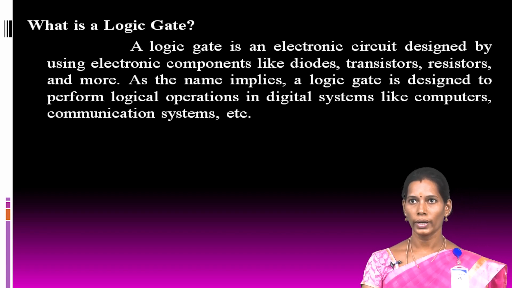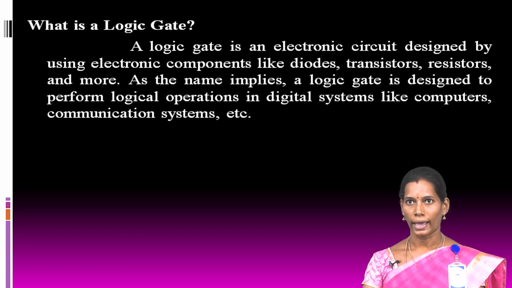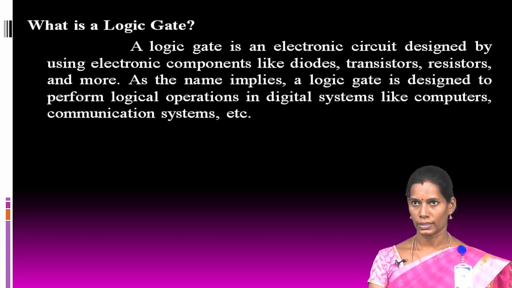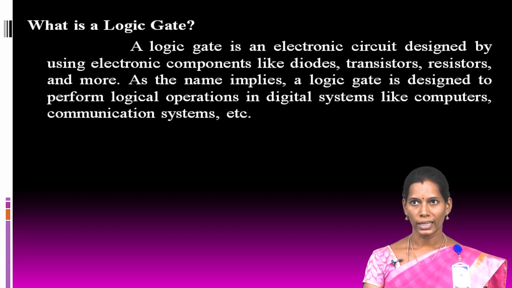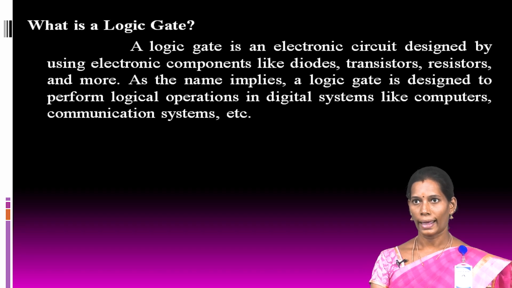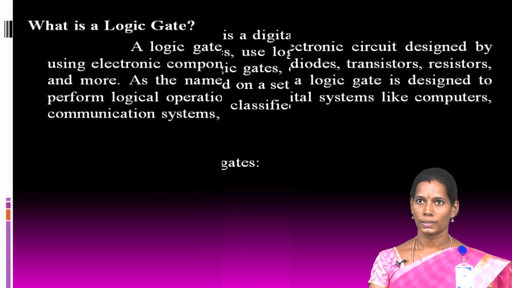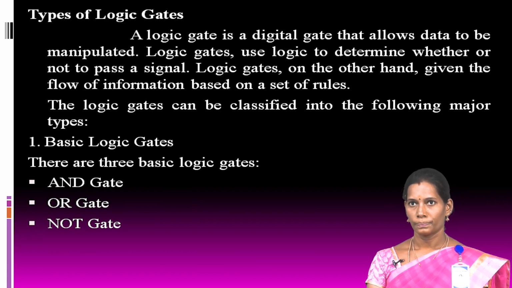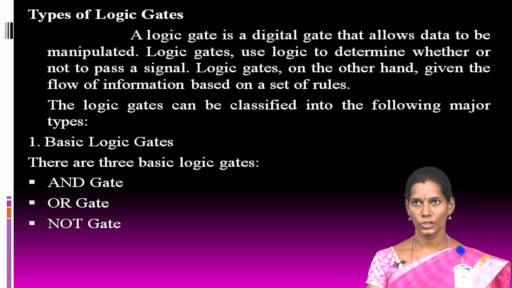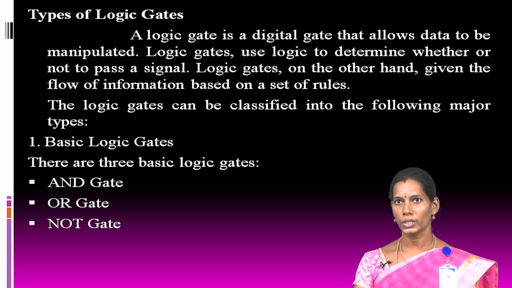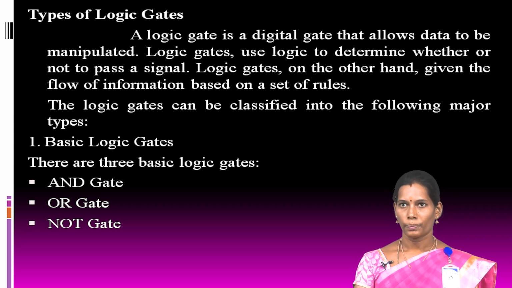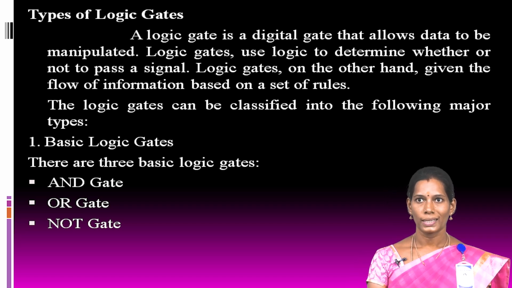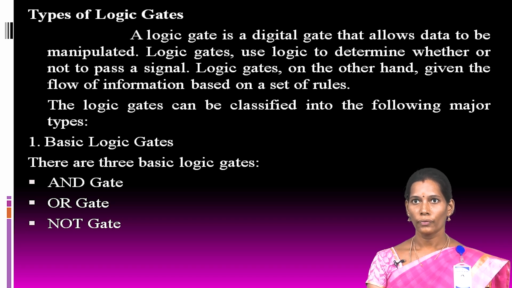Logic gates are found in nearly every digital gadget we use on a regular basis. Logic gates are used in the arithmetic of our telephone, laptop, tablet and memory devices. Types of logic gates. A logic gate is a digital gate that allows data to be manipulated. Logic gates use logic to determine whether or not to pass a signal. Logic gates, in other words, govern the flow of information based on a set of rules.